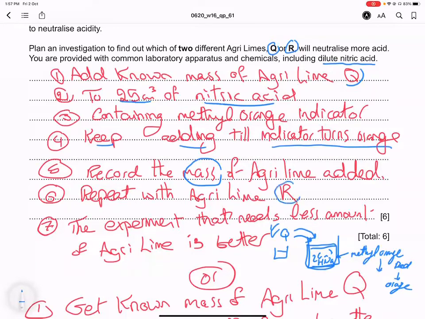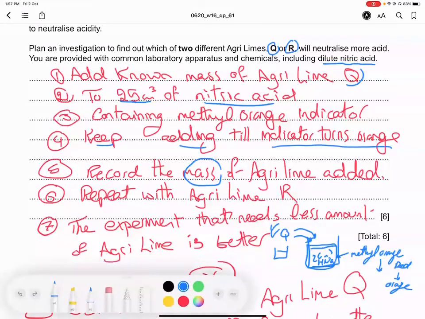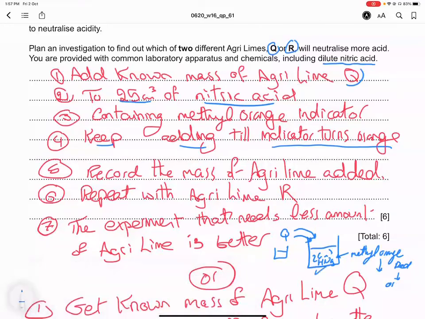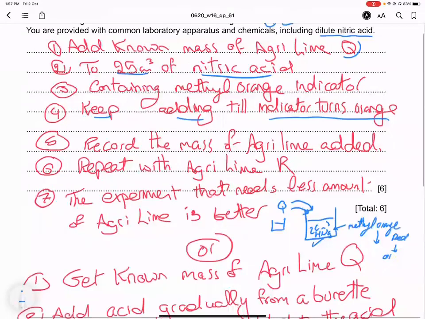Then he repeats the same experiment with agri-lime R. The experiment that needs less agri-lime is better. It's as if he's saying that if you have 2 samples of agri-lime, Q and R, and you needed a lower mass from Q to neutralize the acid, then Q is better. Okay, because Q in this case did the same job that R did, but with a lighter mass. This is one way of solving the experiment.